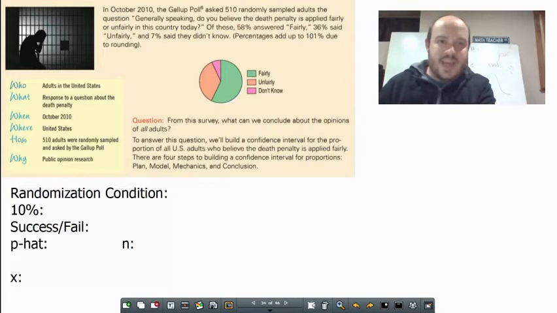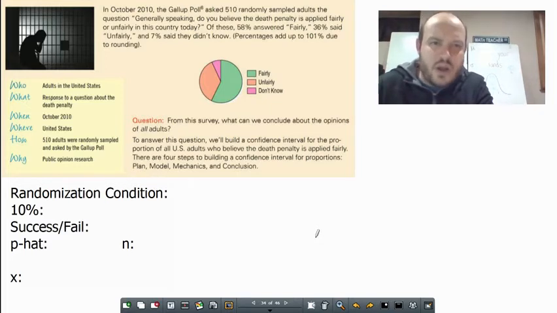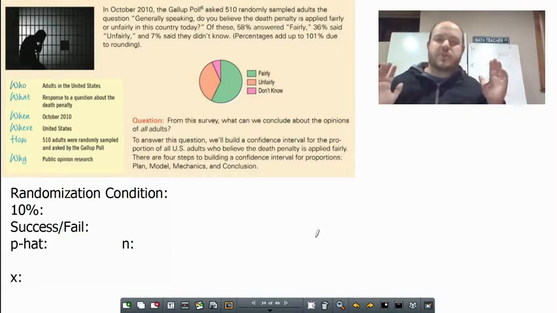All right, so we're going to be diving right in here. It says, in October 2010, the Gallup poll asked 510 randomly selected adults the question, generally speaking, do you believe that the death penalty is applied fairly or unfairly in this country today? Of these, 58% answered fairly, 36% said unfairly, and 7% said they just didn't know. Percentages add up to 101 due to rounding, so don't freak out. Then they give us a nice little pie chart showing us some of the data here, and the question says, from this survey, what can we conclude about the opinions of all adults?